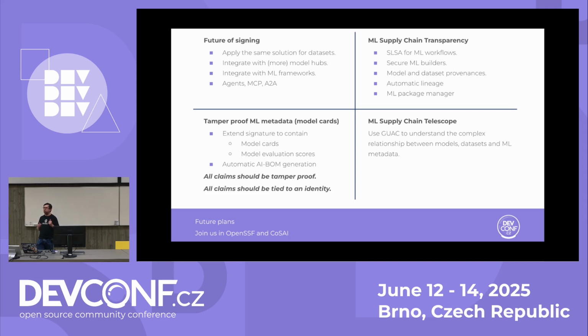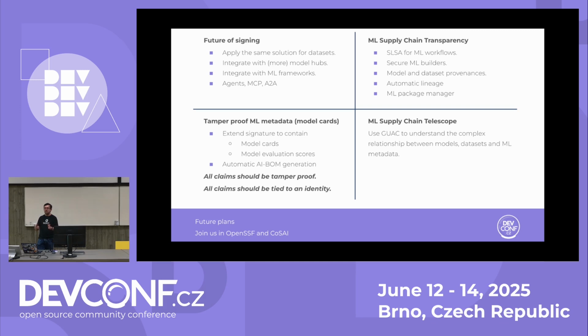So similar to how you do DNF install some package, you could do, let's say, ML install a dataset or ML install a model. And behind the scenes, this will make sure that the integrity of what you are installing is correct. We'll make sure that if you use it to train another model, that is going to be tracked. And the idea is to generate tamper-proof ML metadata, such as model cards, model evaluations, and so on, to be able to also generate AI BOMs automatically.